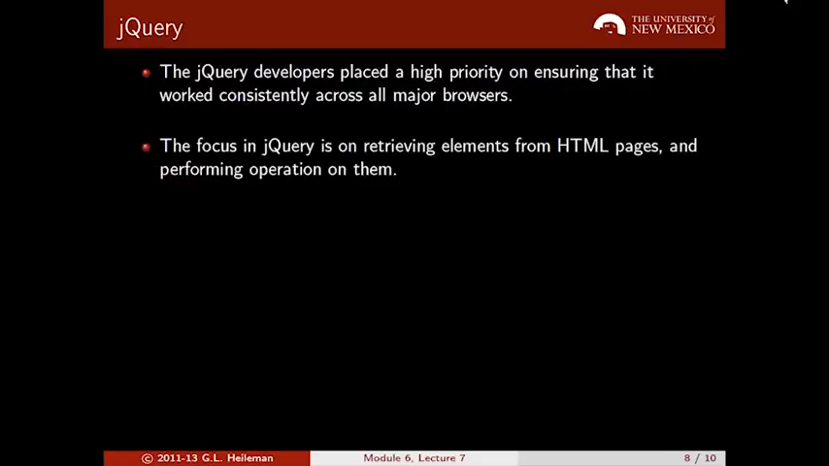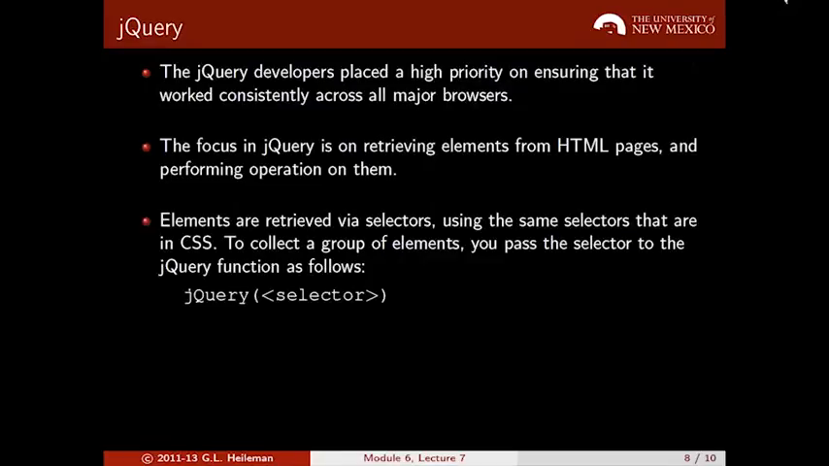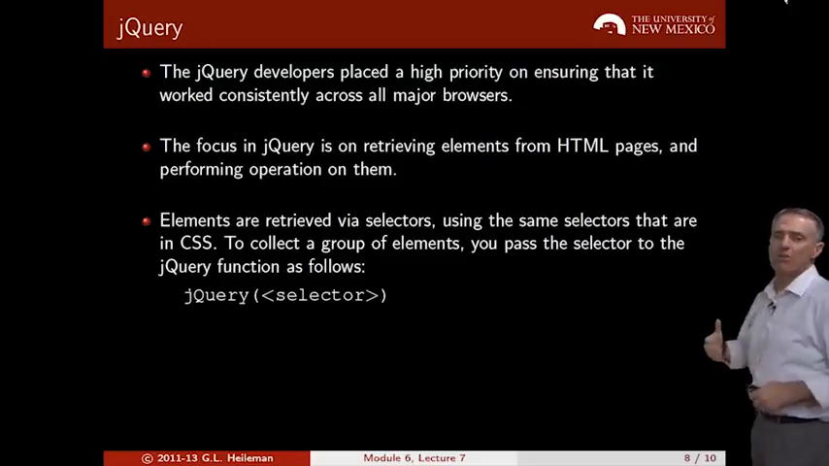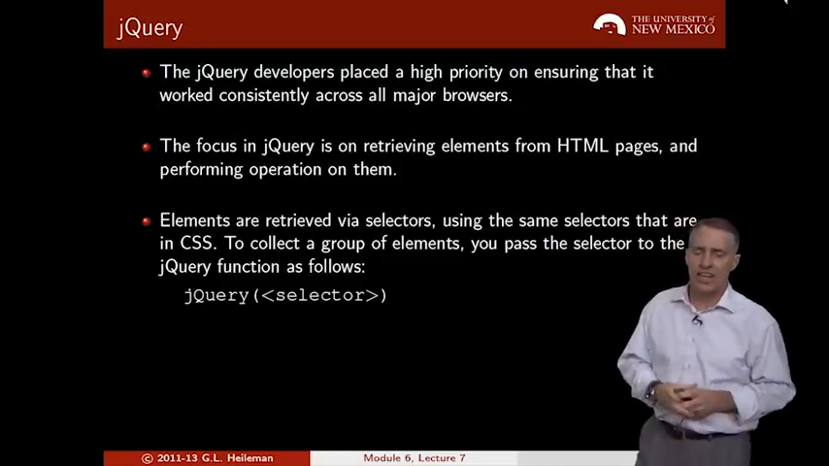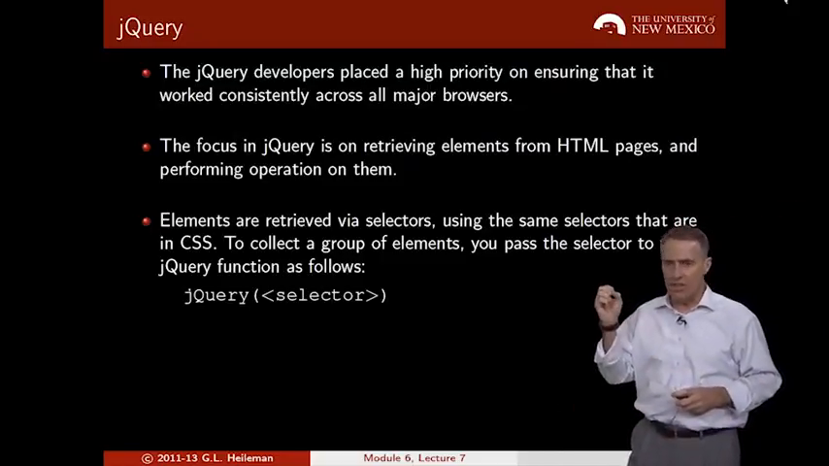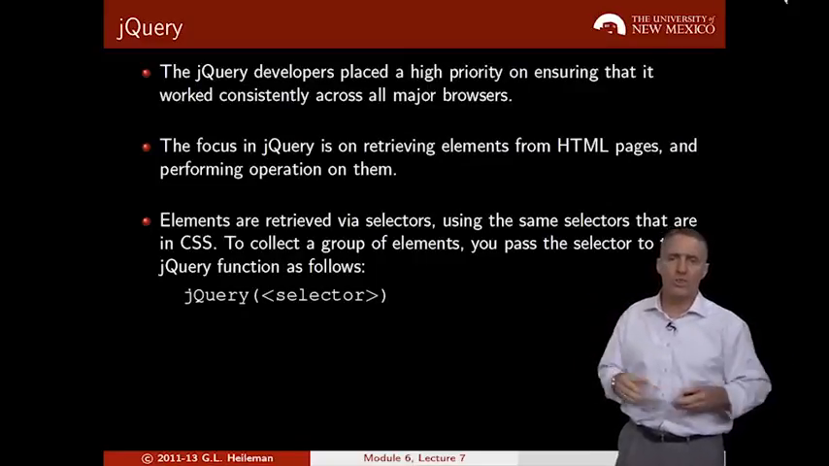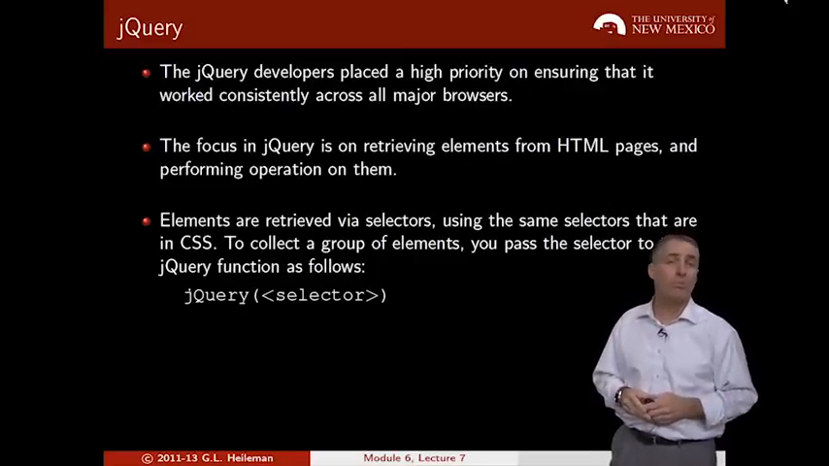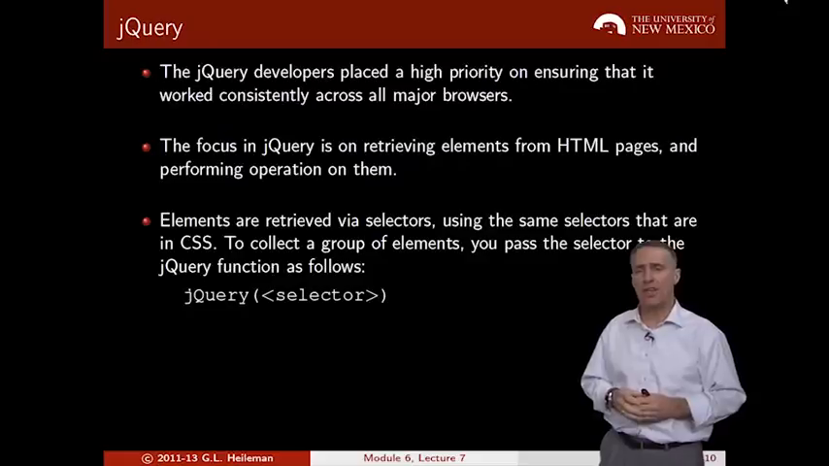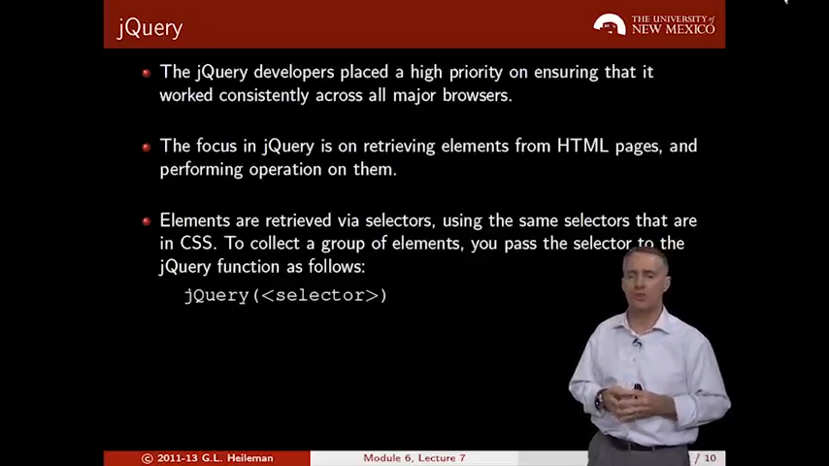Now, the focus in jQuery is on retrieving elements from the HTML page and then performing operations on them. Elements in jQuery are retrieved using selectors. And here's how it's done. You use jQuery, open parentheses, and then the selector you want to apply the following commands to that I'll show you in a moment.